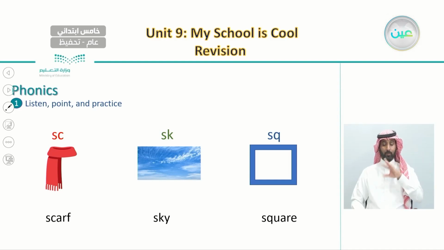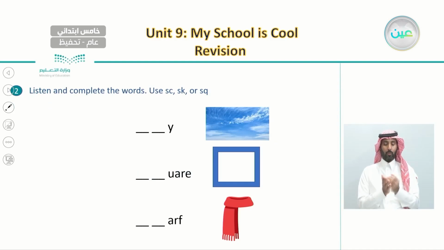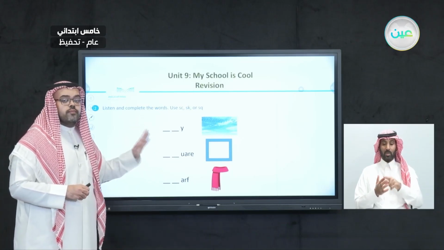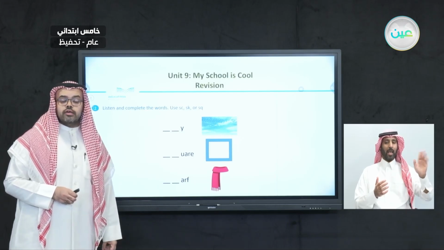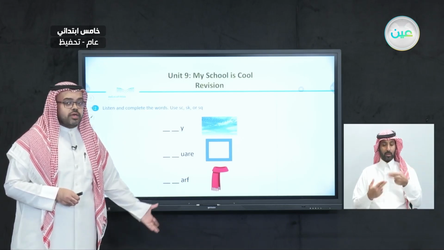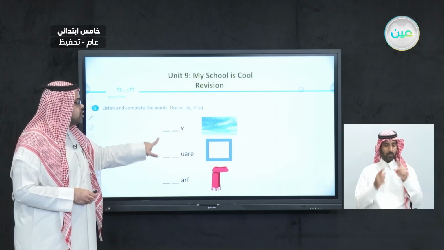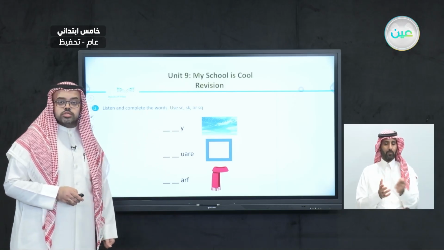Not only this, but in the last lesson we also got to know more words which start with these different sets of letters, SC, SK, and SQ. So for the second exercise, what you need to do is listen first to the teacher when he says all of these different words, and then decide what you should fill in the missing letters with, either SC, SK, or SQ. So let's start by listening to these different words, and then I would like you to decide what letters we should fill it in with.